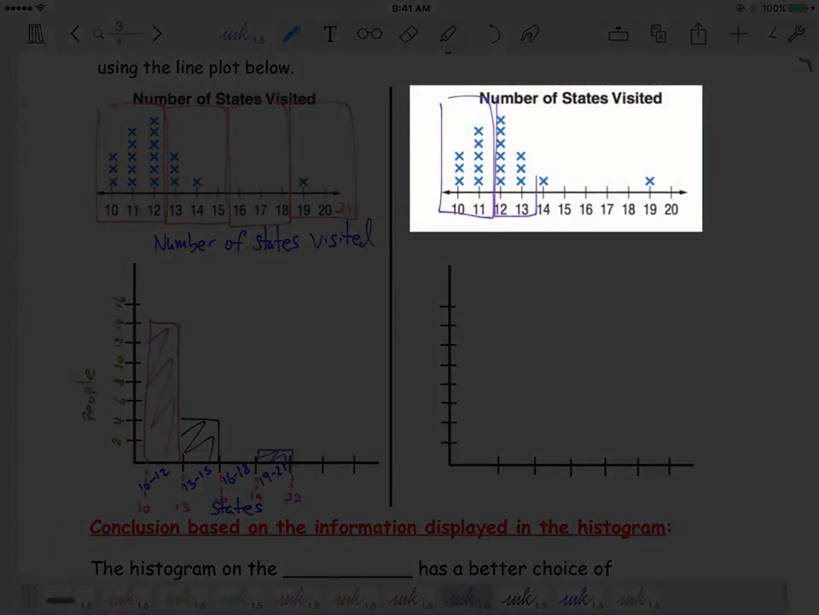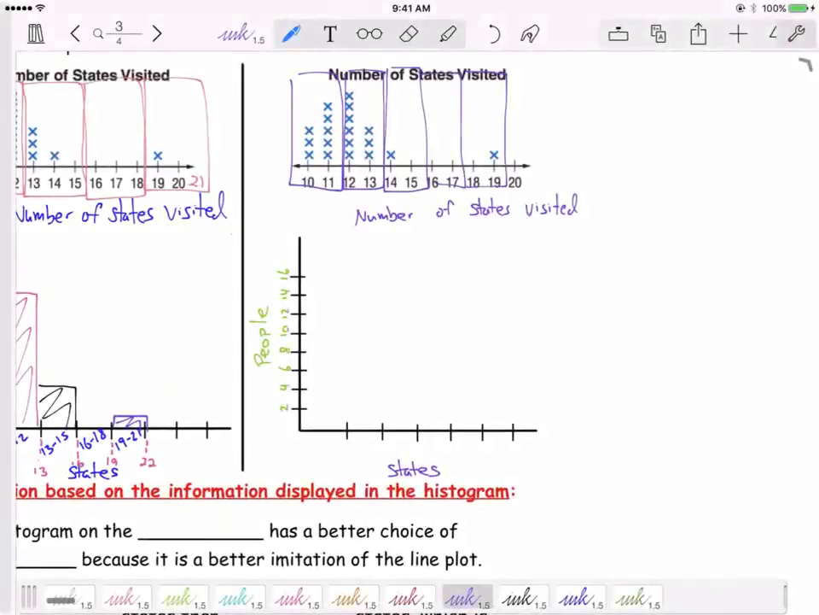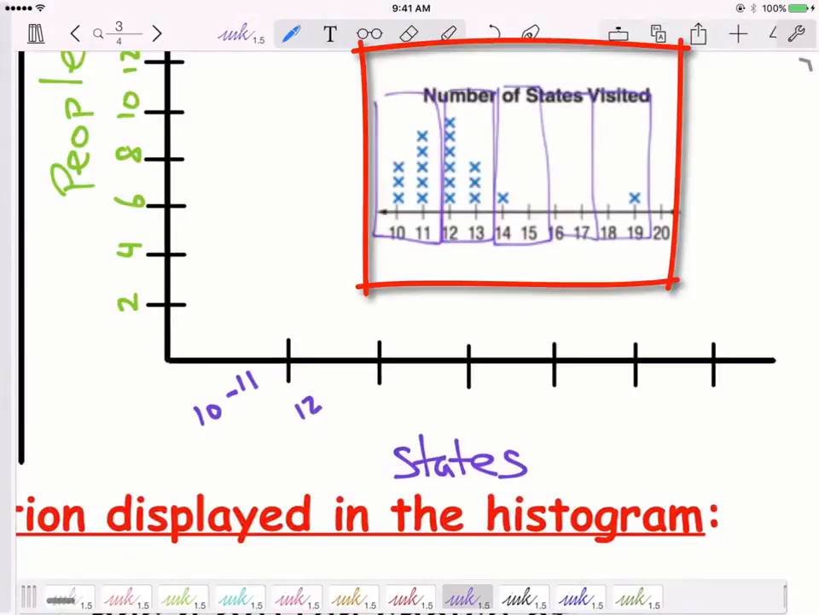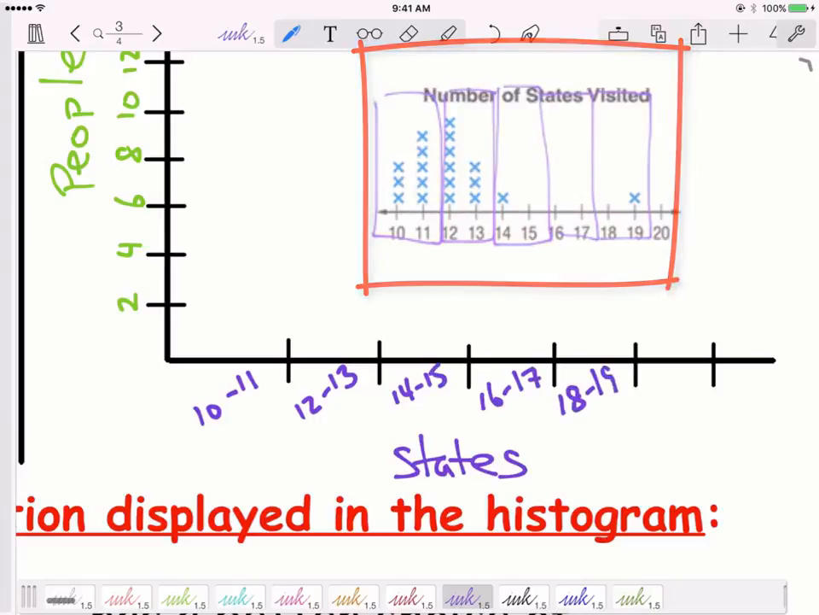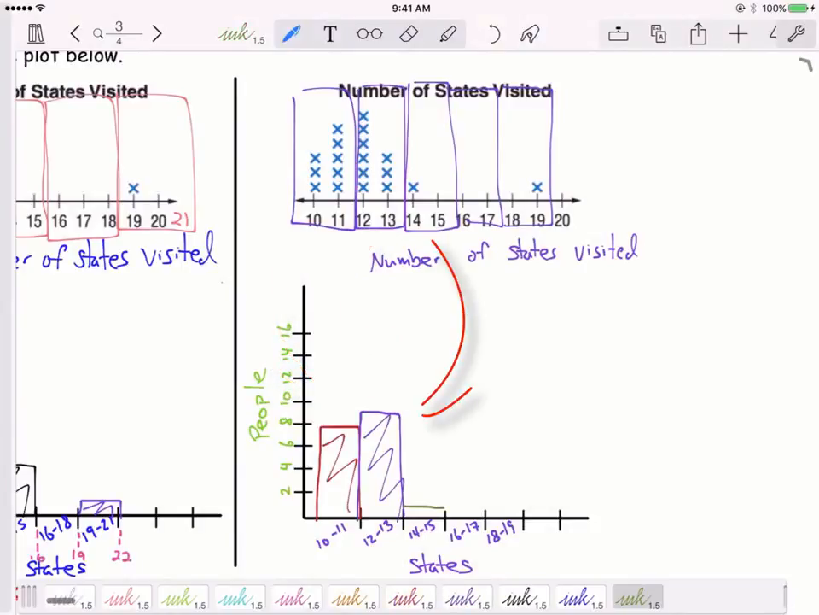Now, let's try to group the numbers into intervals of 2s and see how it might look different. With this grouping, there will be 5 bars for the histogram. Since it is the same information, all the labels will be the same, and the intervals used will be 10 to 11, 12 to 13, 14 to 15, 16 to 17, and 18 to 19. According to the line plot, 8 people visited 10 to 11 states, 9 people visited 12 to 13 states, 1 person visited 14 to 15 states, no one visited 16 to 17 states, and 1 person visited 18 to 19 states.